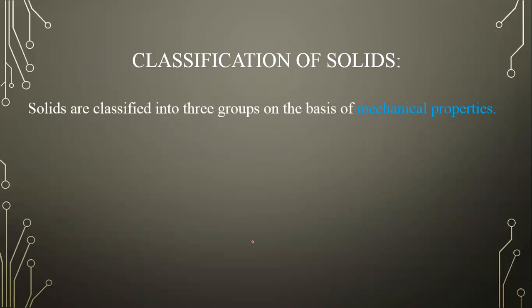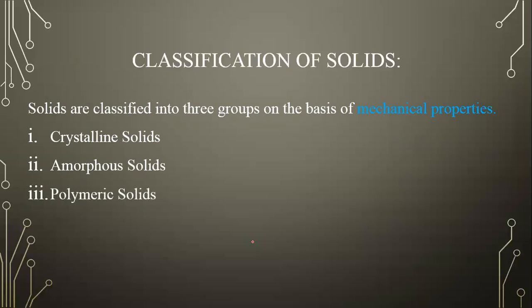Solids are classified into three groups on the basis of their mechanical properties. Mechanical properties include the ductility of these substances, their stiffness, and the relationship between stress and strain. On this basis, solids are divided into three categories. Those categories are crystalline solids, amorphous solids, and number 3, polymeric solids. So these are the three groups of solids on the basis of their mechanical properties. They are classified on the basis of their structure.